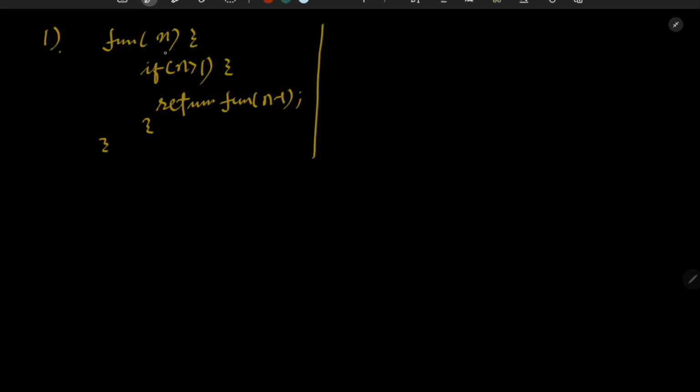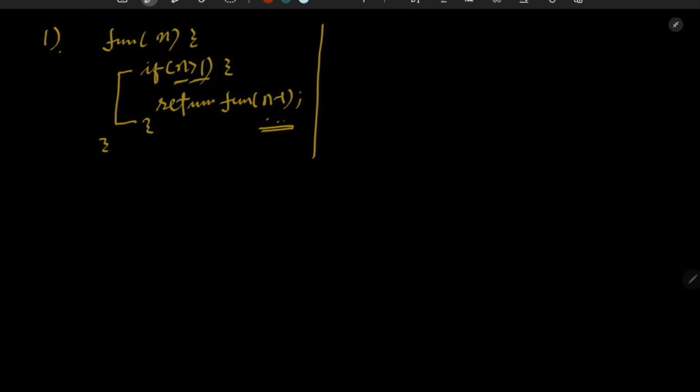It's taking an input of n, and the base condition is if the value of n is greater than 1, then we are going to call the function fun recursively with the value n minus 1. So we are reducing the value by 1, and this is going to happen for as long as n is greater than 1.